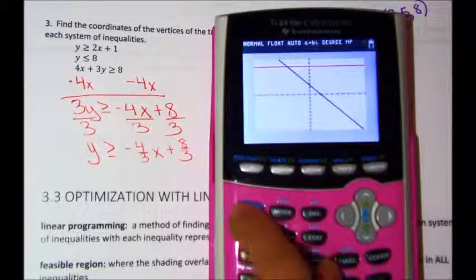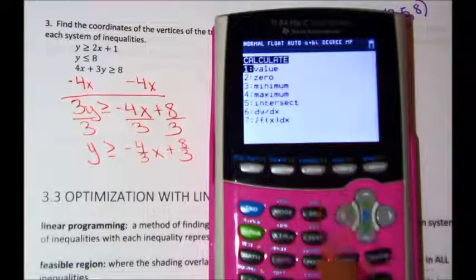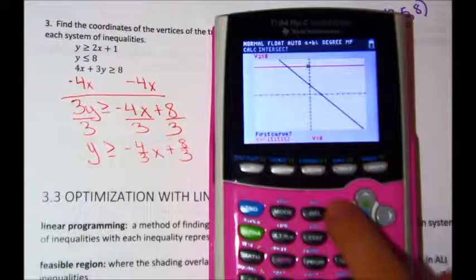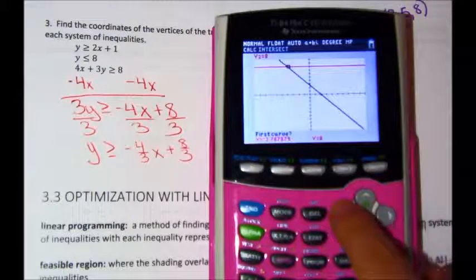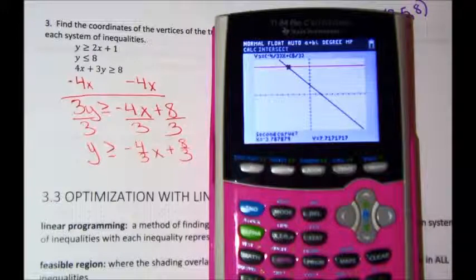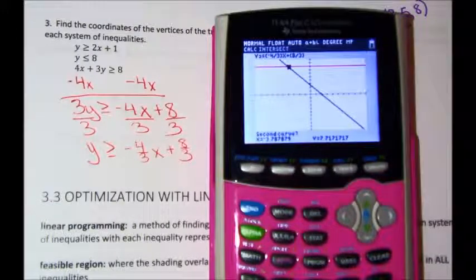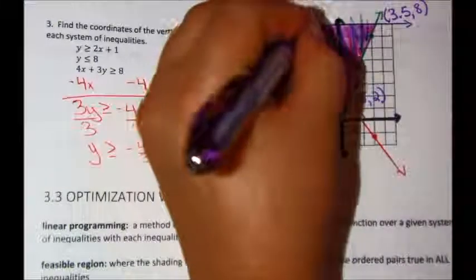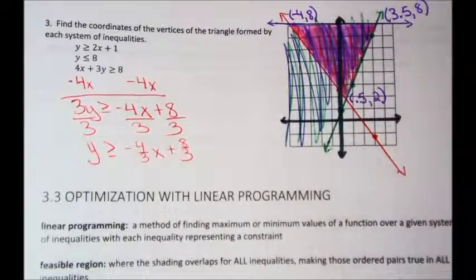To find where they intersect, press Second, Calc, and select option 5. Use your left and right arrow key to move close to where they intersect, and press enter. If it's still close to where they intersect, press enter 2 more times. My final intersection is at (negative 4, 8). So my final vertex is at (negative 4, 8).